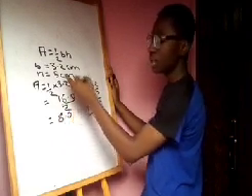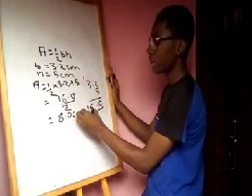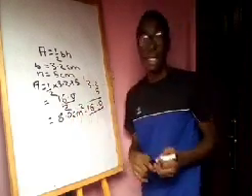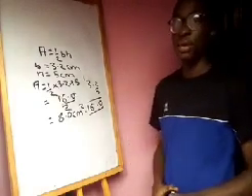Then we'll put our unit. The unit of area is centimeter squared. So our area is 8.0 centimeter squared. So that is how you solve substitution.